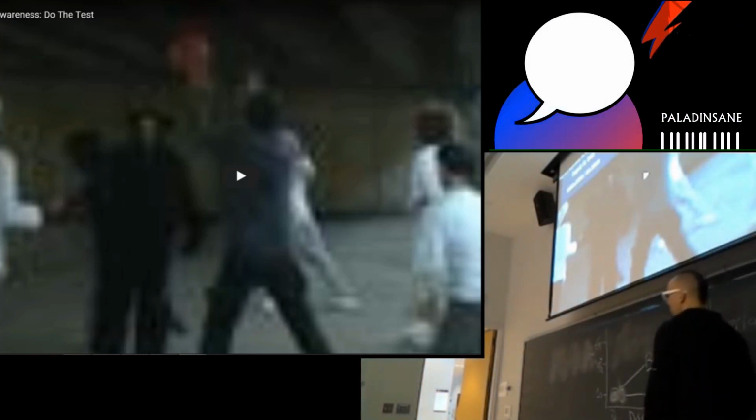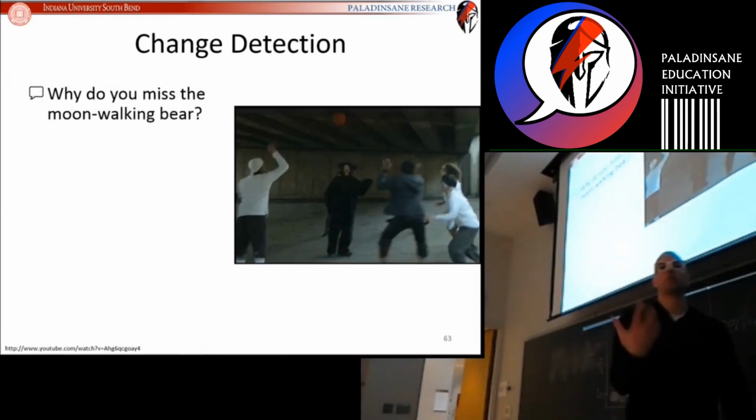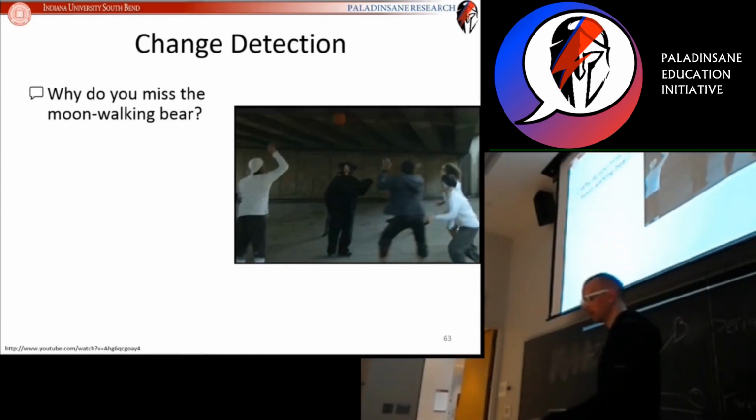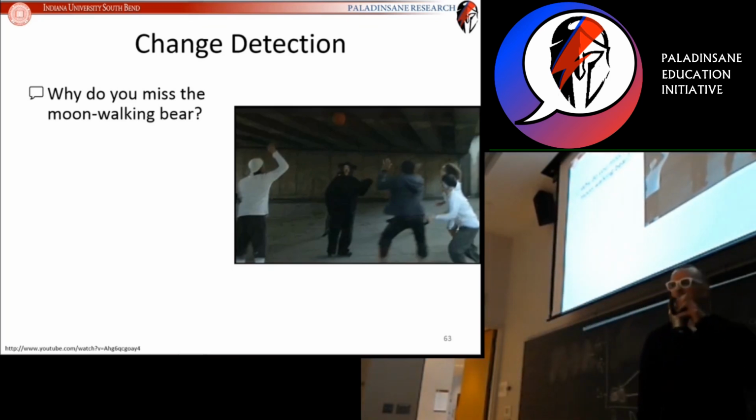So a lot of work has been done on what sort of characteristics and things are required to see the moonwalking bear. Why do you miss the moonwalking bear? So any ideas about why we missed that moonwalking bear?